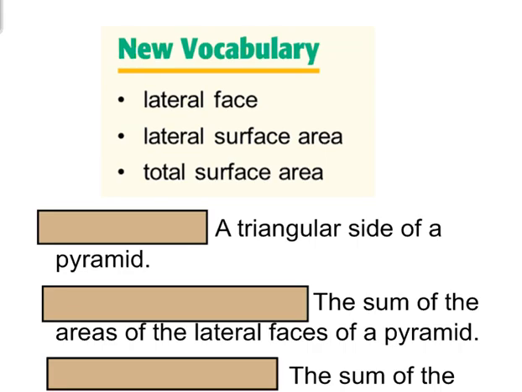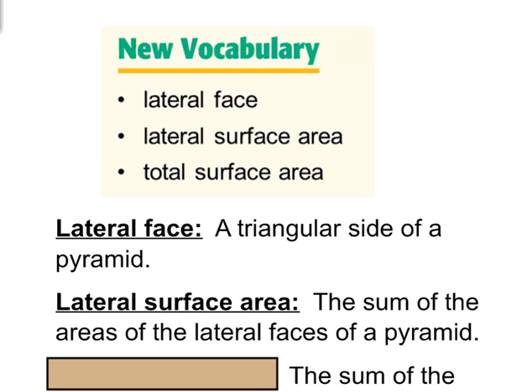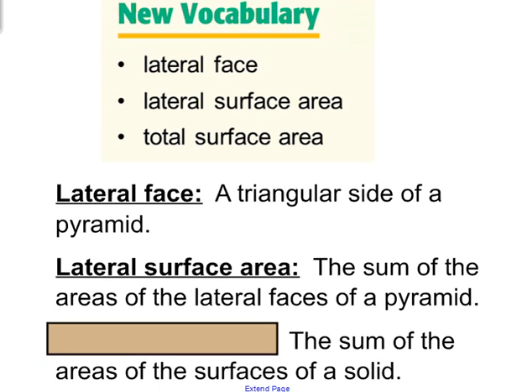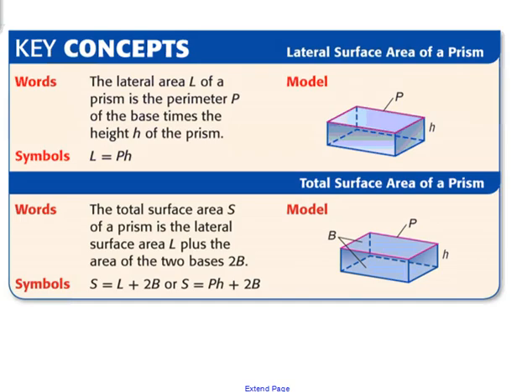So let's look at what a lateral face is. A triangular side of a pyramid is a lateral face. The lateral surface area is the sum of the areas of the lateral faces of a pyramid, and the total surface area is the sum of all of the areas of the surfaces of a solid. So it's the total surface area all the way around on all the sides.